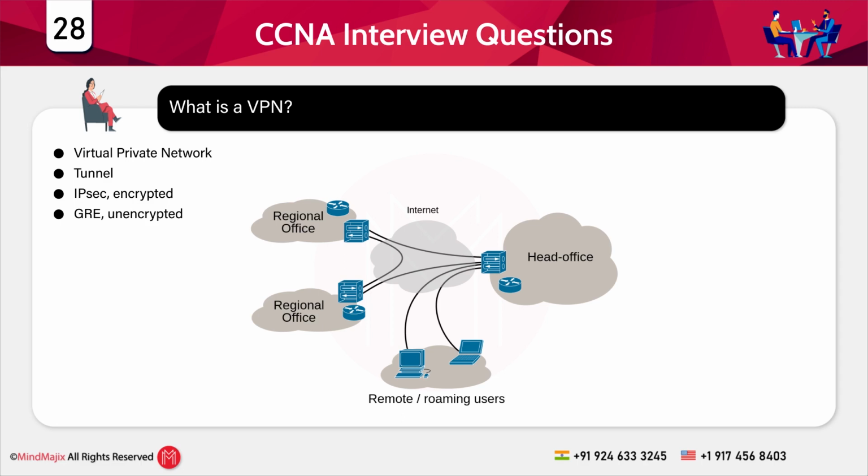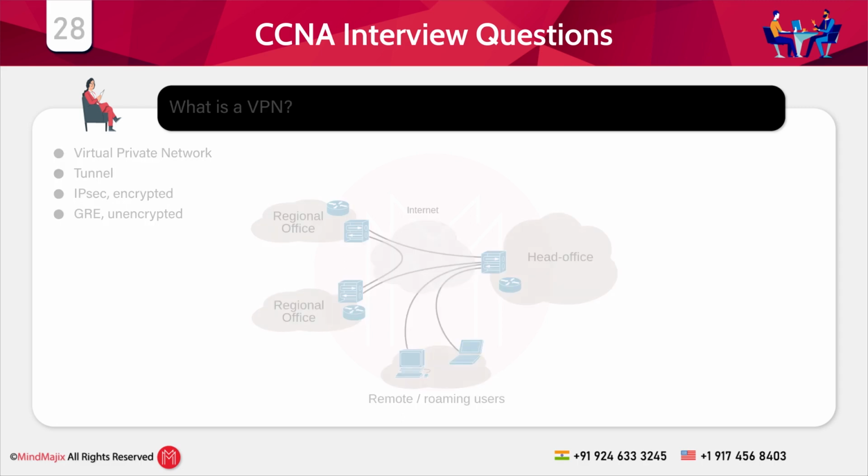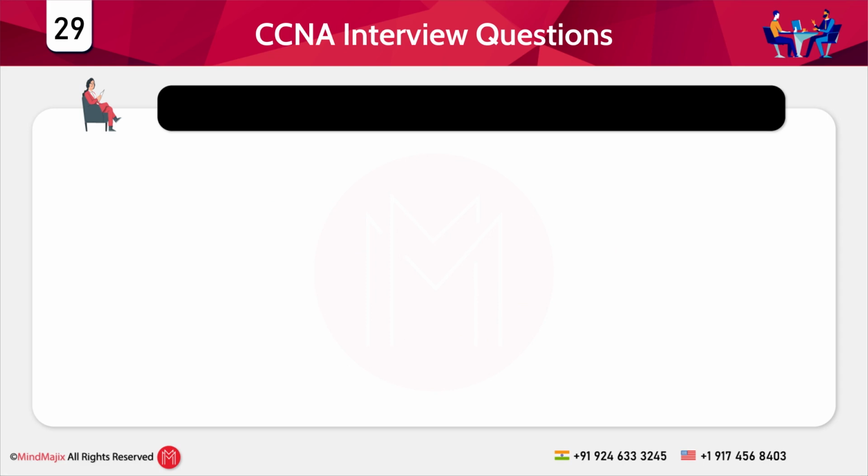So in most cases we have to use an encrypted tunnel, but in certain situations we can use GRE as well. And if we require GRE as well as IPsec, we can use GRE over IPsec for the encryption purpose also. Next important question in our discussion is, what is BGP?